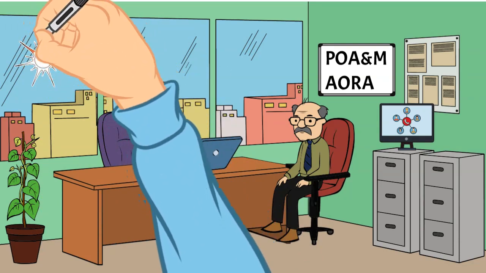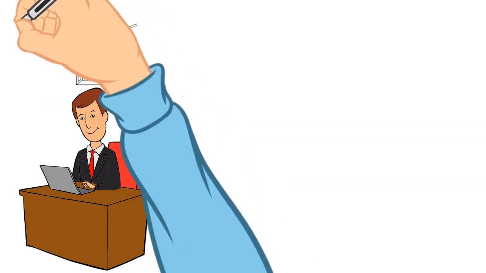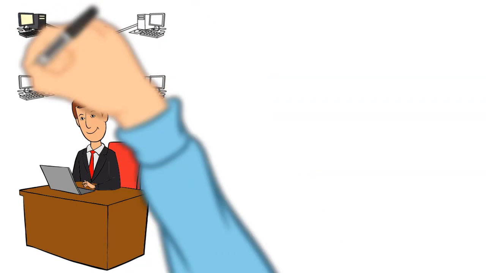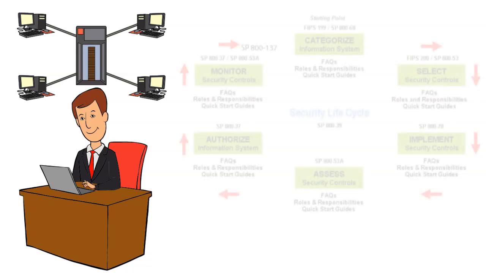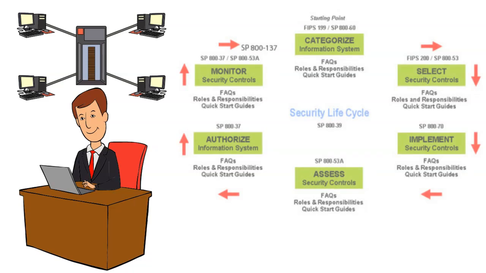RMF is going to fall into 6 categories. And there's a 7th category that people tend to forget about, but the 6 major categories are going to be: categorize the information system, select your security controls for step 2. Step 3 is going to be implement your security controls. Step 4 is going to be assess security controls. Step 5, authorize information systems. Step 6 is monitor security controls.